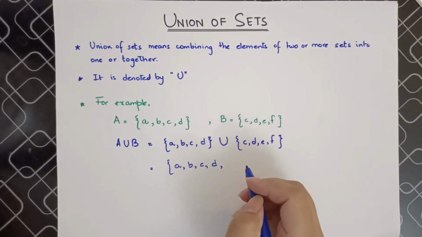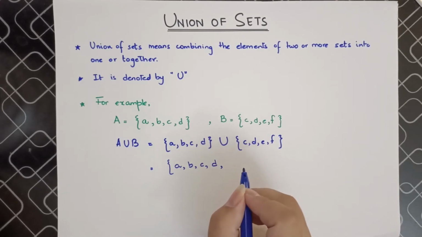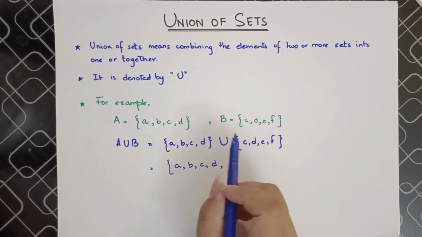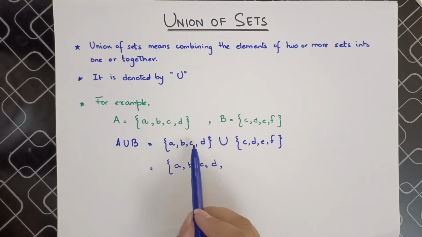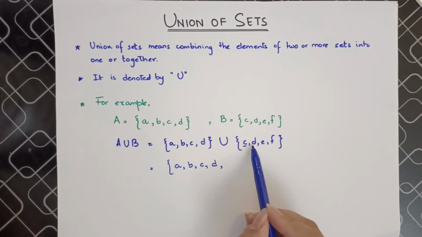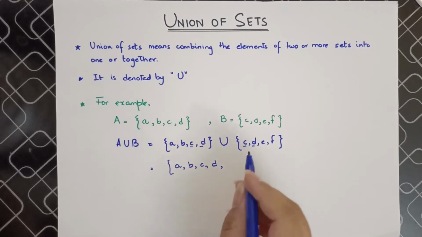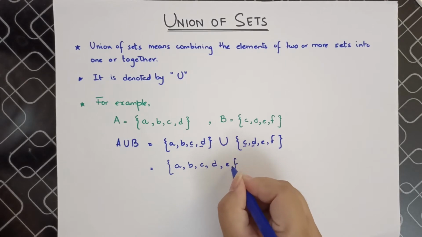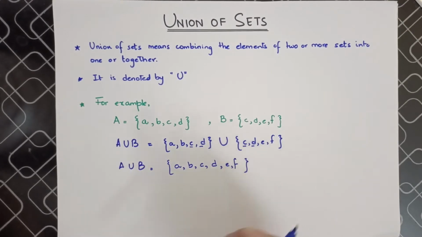Now, if you remember from the very first lecture, the elements of a set must be unique and they should not repeat themselves. So here you can see that c and d are common in both A and B. So we are only going to write c and d once, not twice. Once we have written c, d, we move further to e and f. So this is your answer for A union B.